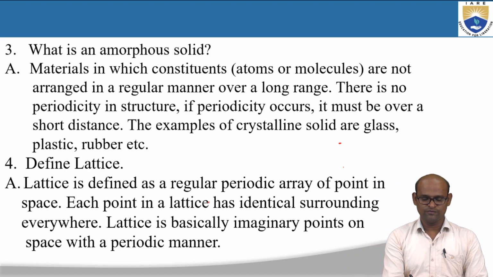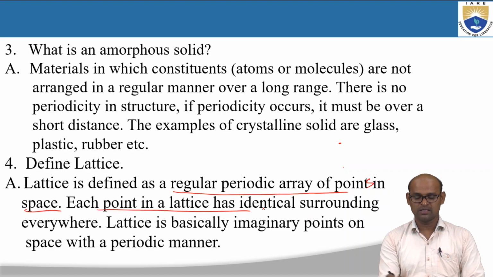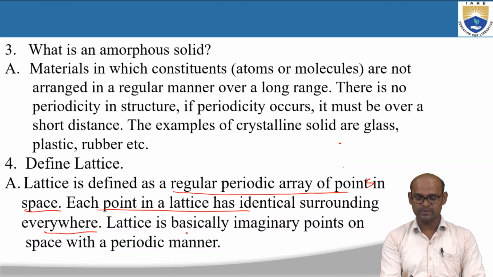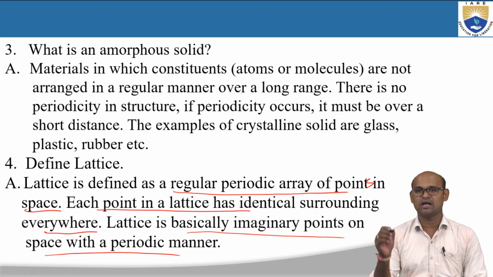So lattice is defined as a regular periodic array of points in space. Each point in a lattice has identical surroundings everywhere. Lattice is basically imaginary points in space in a periodic manner. When I look at a crystalline solid, for example using X-rays, I will find that all the atoms are arranged in a regular periodic manner.